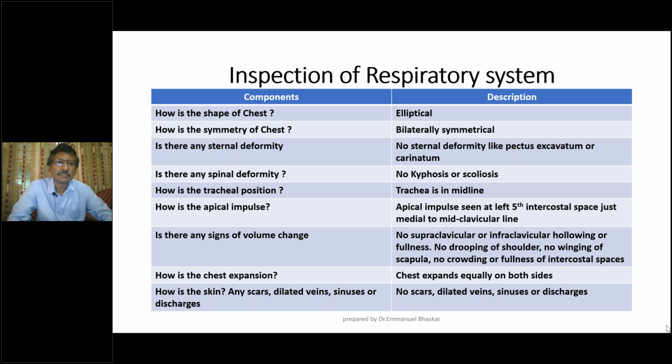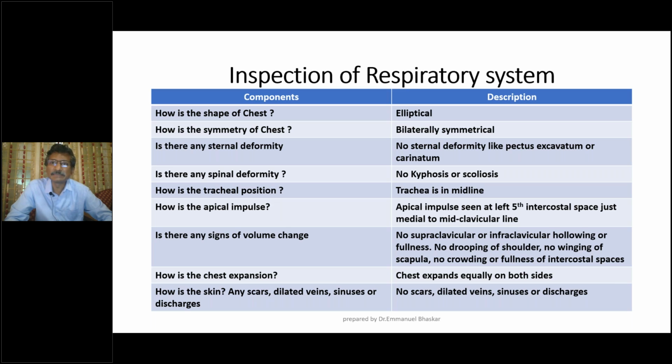So I have put: how is the shape of the chest, how is the symmetry of the chest, is there any sternal deformity, is there any spinal deformity. The first four questions address the bony environment. How do you elaborate it? The normal shape of the chest is elliptical and it is bilaterally symmetrical. In a normal individual, you don't see any sternal deformity, any depression or projection of the sternum, and no spinal deformity also. So this is how you describe the normal things in inspection.